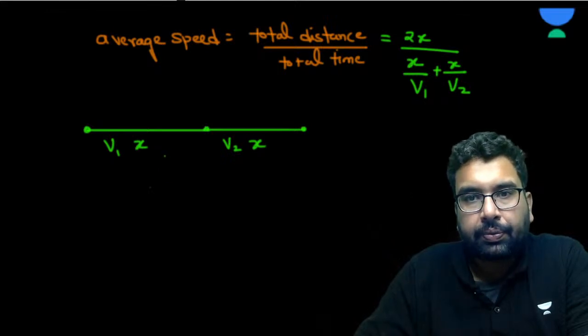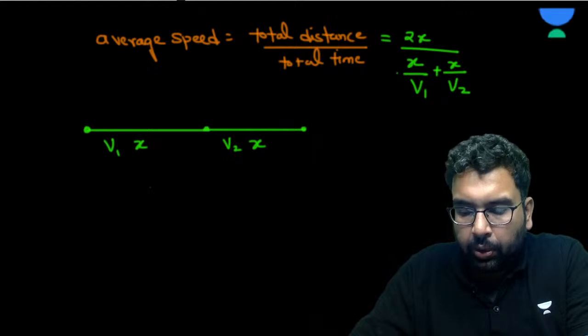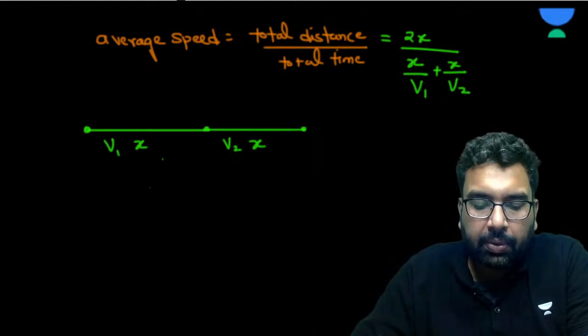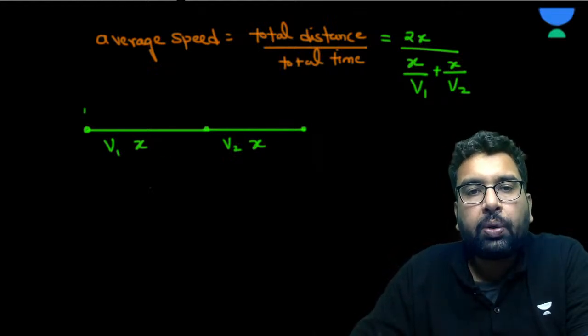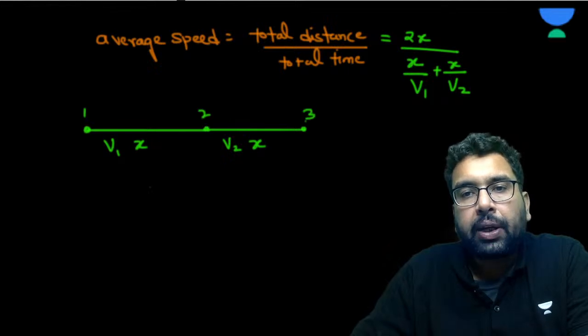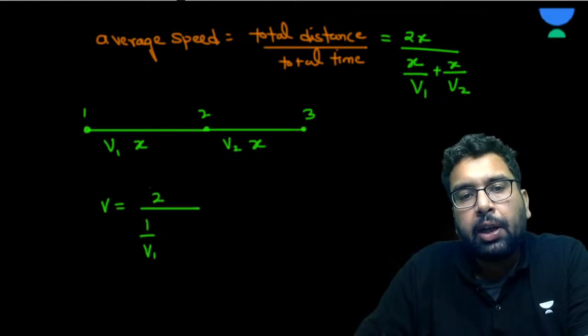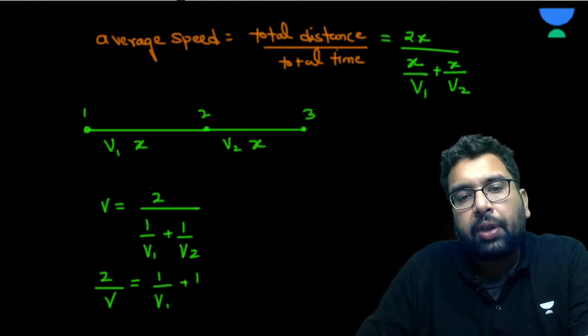Okay, yes. So as I was saying, what is the total time? The time covered from 1 to 2 and the time from 2 to 3, right? So what will be the average speed? Let's call the average speed V, and this will become 2 upon 1 by V1 plus 1 by V2. So 2 by V is equal to 1 by V1 plus 1 by V2.